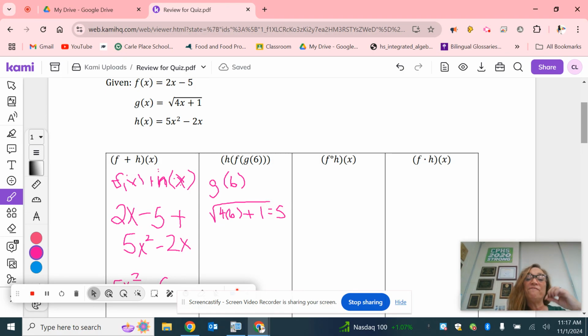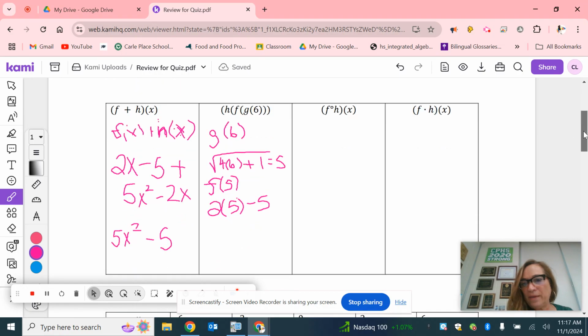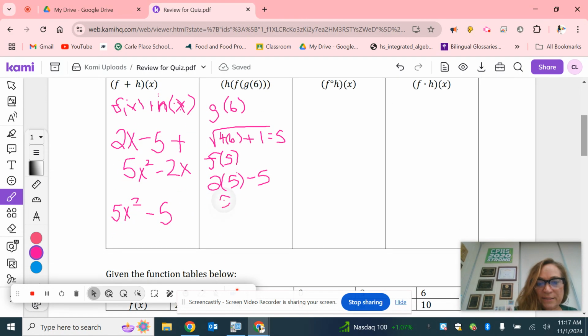Now I'm going to use a 5 when I substitute into f. So remember, you're working from the inside out. So now I'm going to find f of 5. Okay, so f of 5, plug in a 5. 2 times 5, minus 5. And that also ends up being a 5, and that's just coincidence.